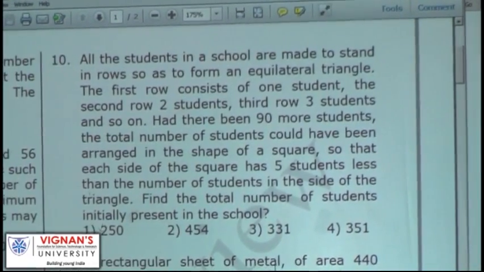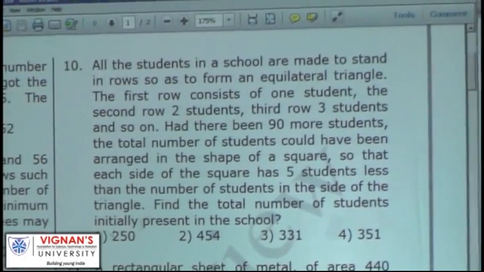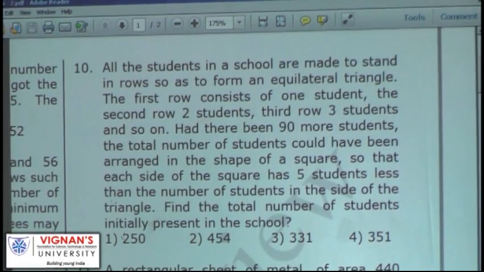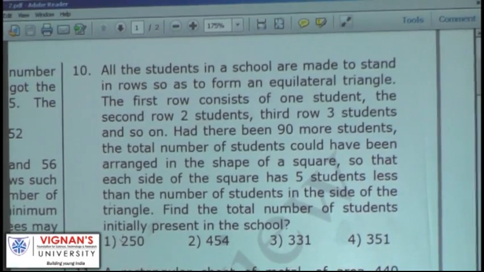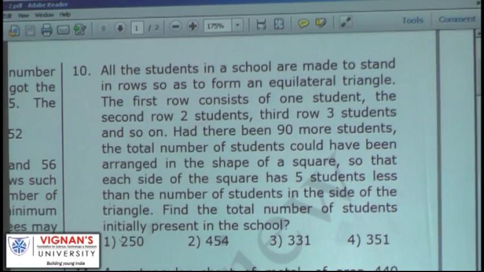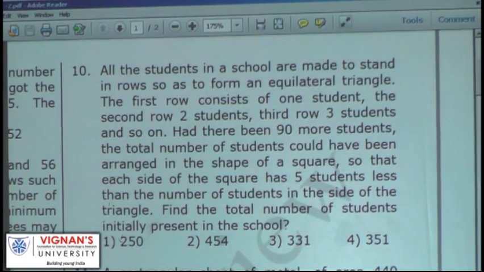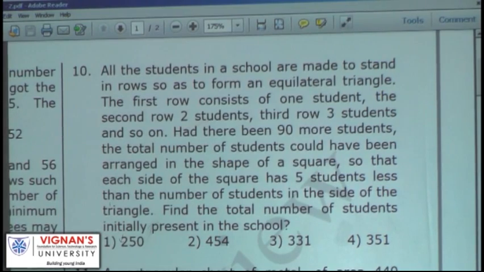Now, all the students in a school are made to stand in rows so as to form an equilateral triangle. The first row consists of 1 student, the second row 2, third row 3 students, and so on. Had there been 90 more students, the total number of students could have been arranged in the shape of a square so that each side of the square has 5 students less than the number of students in the side of the triangle. Find the total number of students initially present in the school.